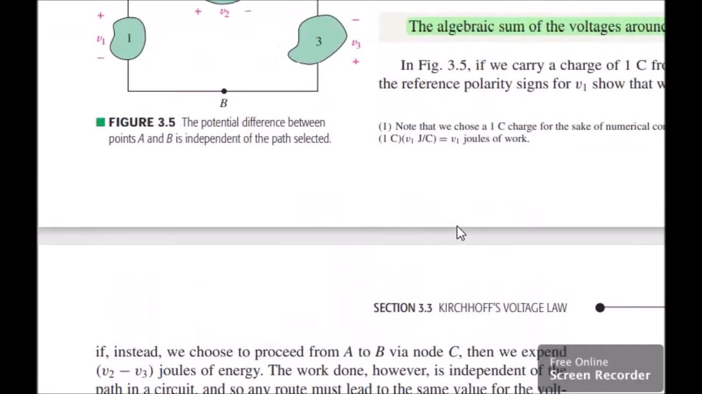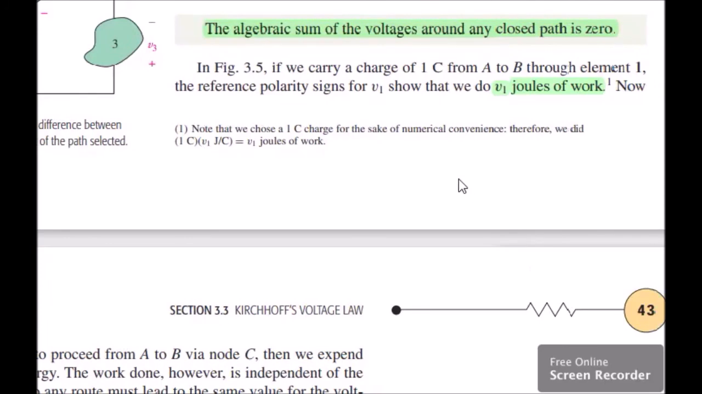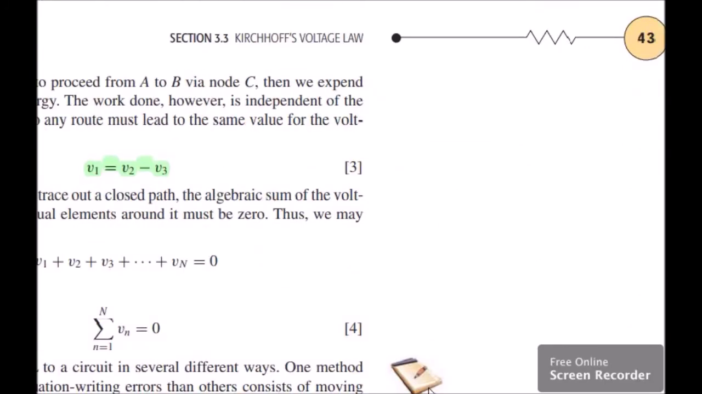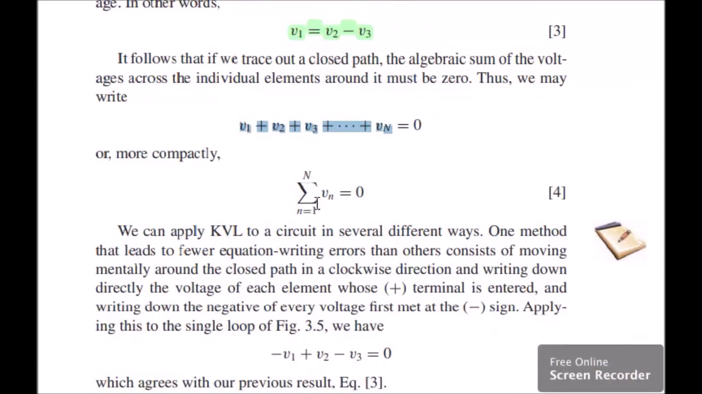Now, ma'am, why doesn't this match what you said, that the algebraic sum of all the voltages around any closed path is 0? If so, just transpose V1 and V2 to this side, then equate it to 0. Or it can also be V1 plus V2 plus V3, all the voltages in your closed path or loop, equal to 0. There is also a notation that the summation of all the voltages is equal to 0, from n equals 1 to N.